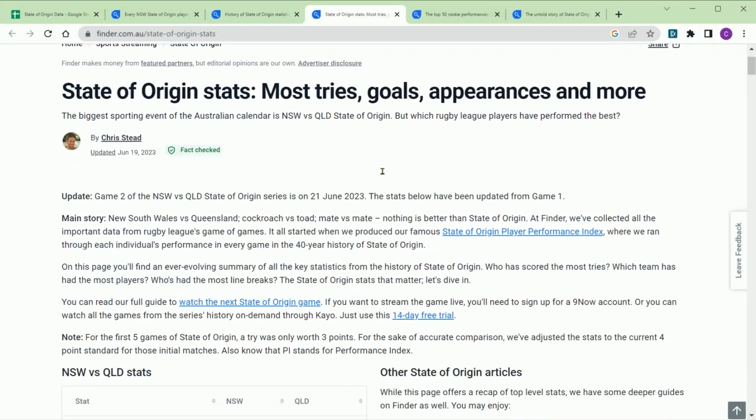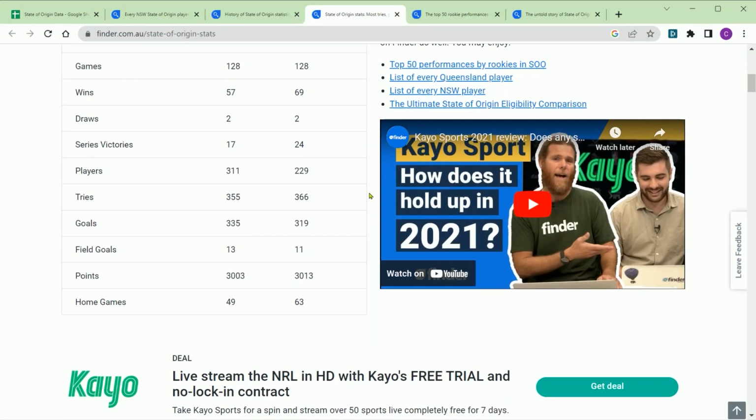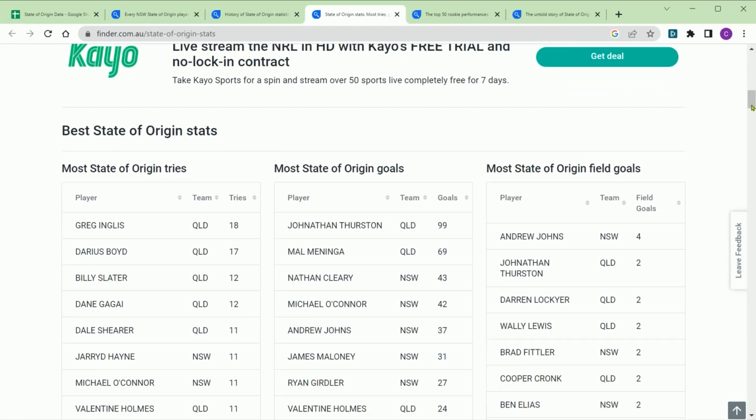every single piece of data related to State of Origin in it, as well as producing this performance index, which basically measures people against each other. I've also got a pivot table running on it where I can basically choose any player at any moment in time. It'll tell me exactly how many tries, goals, points, run meters, tackle busts, everything they've ever done. And I can measure that across every single player.